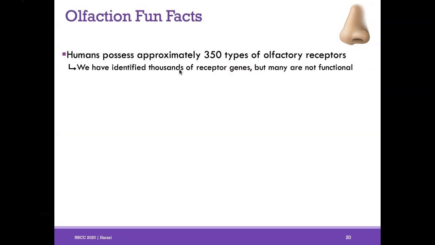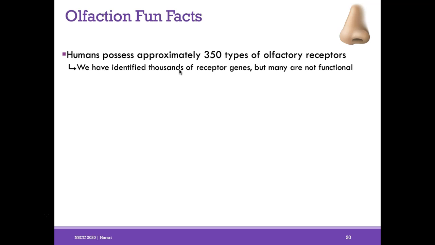Just a fun fact: we possess over 350 types of different olfactory receptors. So we have 350 different types of receptors that each can pick up one type of smell, one type of odorant. And we have thousands of different receptor genes, but many are called pseudogenes because they're not functional. Many of them can't really pick up any smell that we're aware of. They're kind of just fake. But we have 350 types that actually can pick up smell.